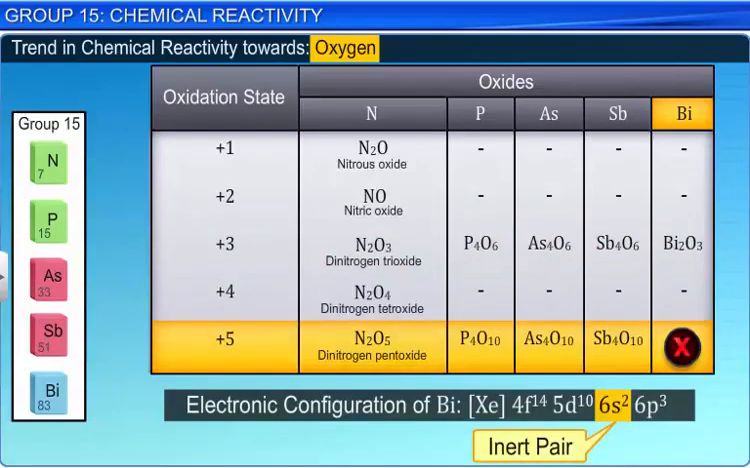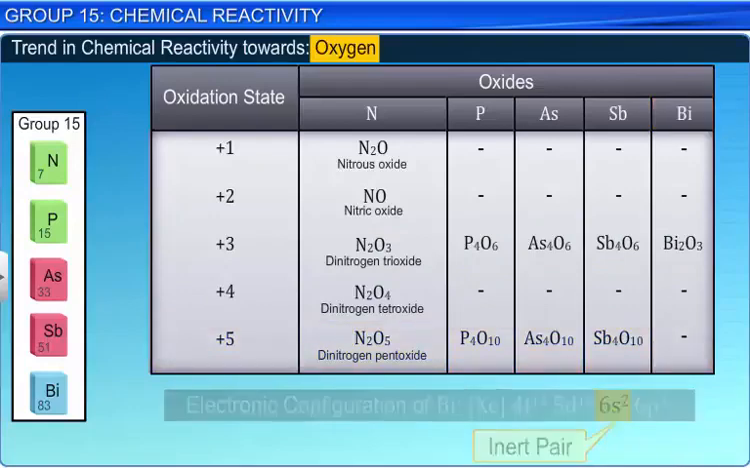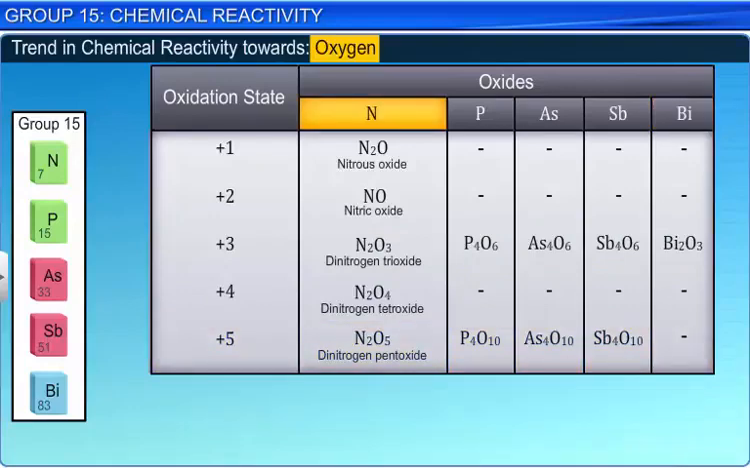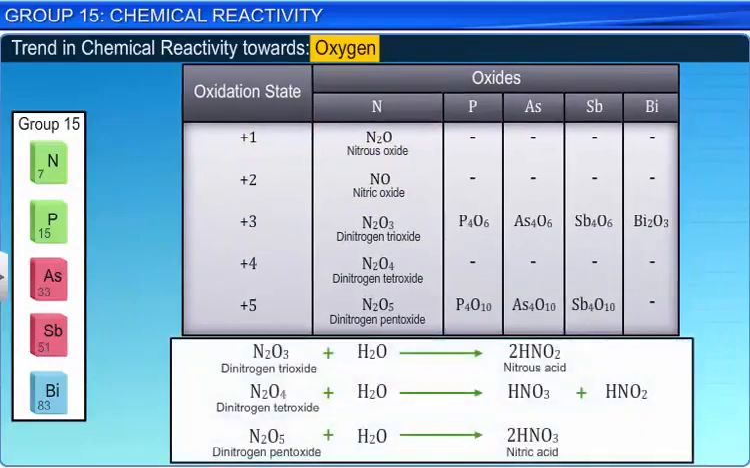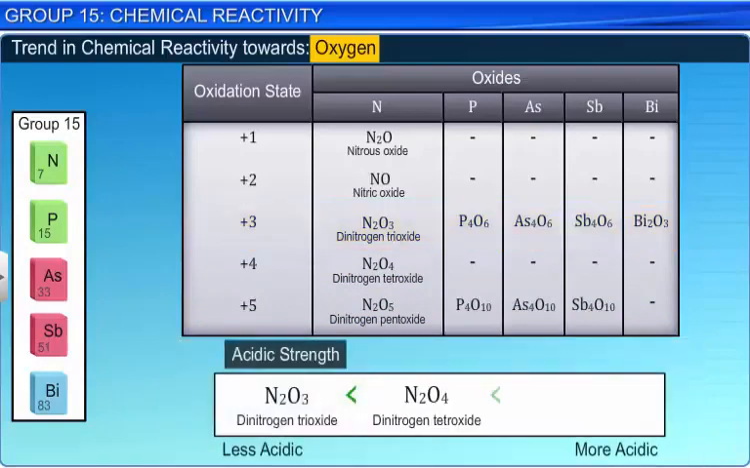The lower oxides of nitrogen, such as nitrous oxide and nitric oxide, are neutral, while the higher oxides, such as dinitrogen trioxide, dinitrogen tetroxide, and dinitrogen pentoxide, are acidic. Oxides in the higher oxidation state of an element are more acidic than that of the lower oxidation state. Hence, the acidic strength of oxides of nitrogen increases from dinitrogen trioxide to dinitrogen pentoxide.